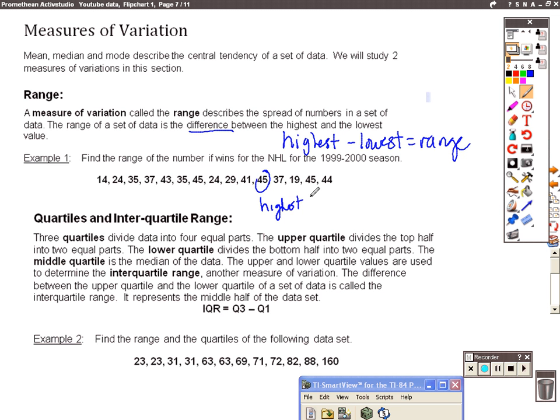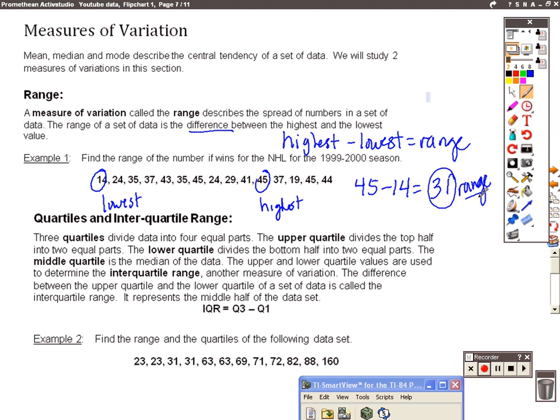And now let's find the lowest. There's a 19, there's a 14, 14 appears to be the lowest. So 45 minus 14, which is 5 minus 4 is 1, 4 minus 1 is 3. 31 is the range of the data, or the spread of the data from the highest to the lowest.